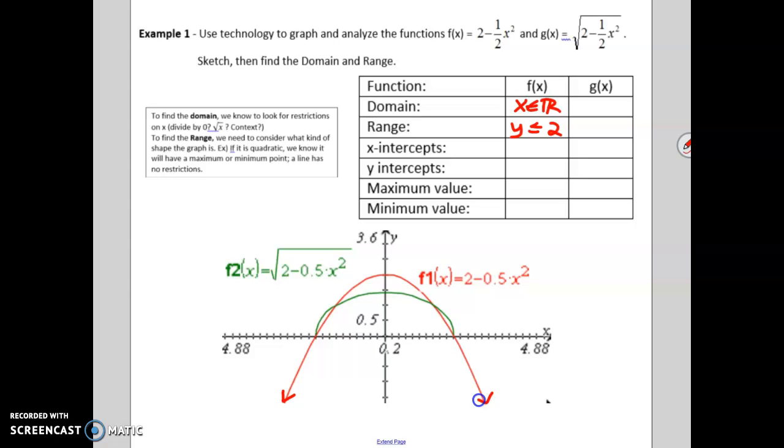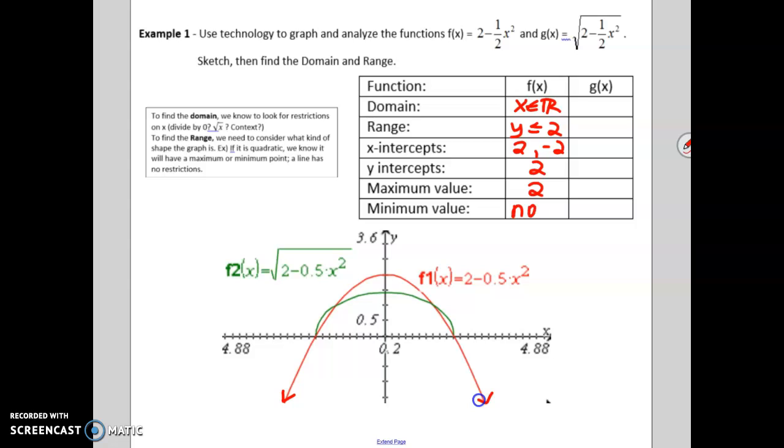There's two x-intercepts. One is at 2 and one is at negative 2. The y-intercept is also at positive 2. Now when we say the maximum, we're talking about how high does it go as a y value. What's the highest y value? 2. And how about the lowest y value of the parabola?